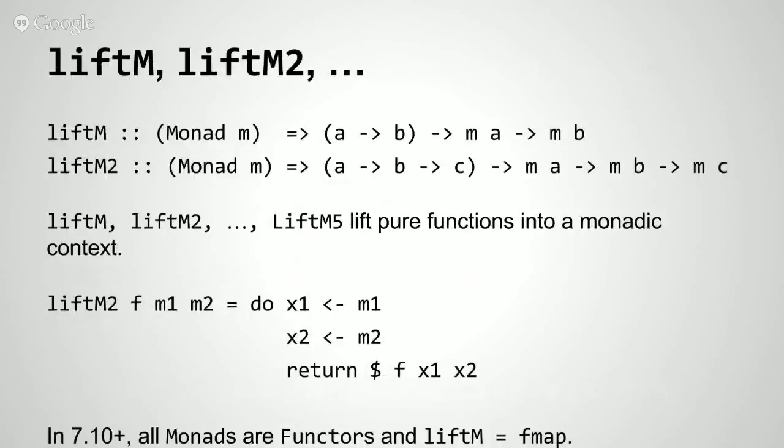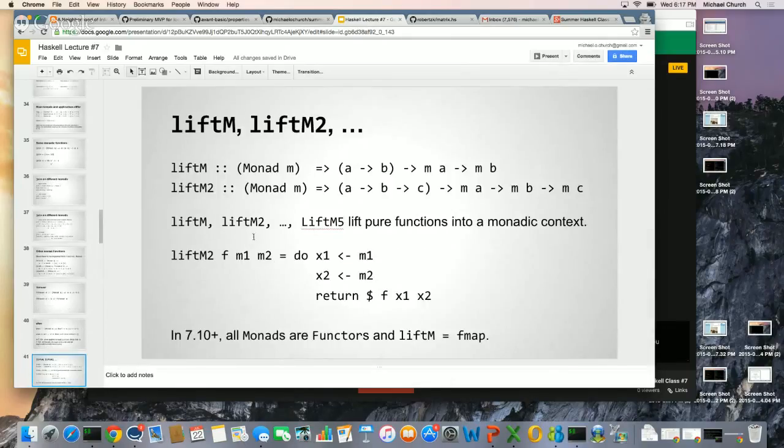Why does it stop at 5? Just arbitrary. You have to stop somewhere. But I feel like that's just applying 5 functions. No, it's a 5-argument function and then 5 monadic values. Oh yeah. But you could write liftM6 if you needed it. Yeah. Let me just correct one thing here.